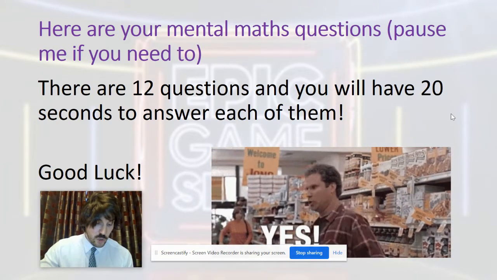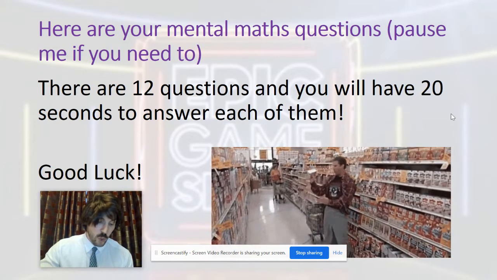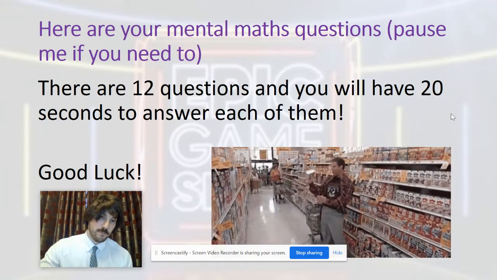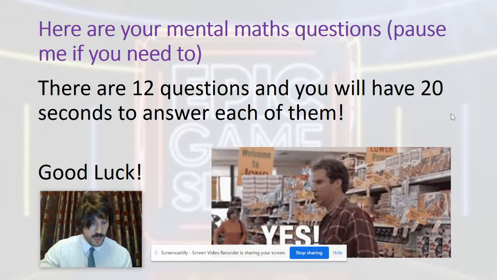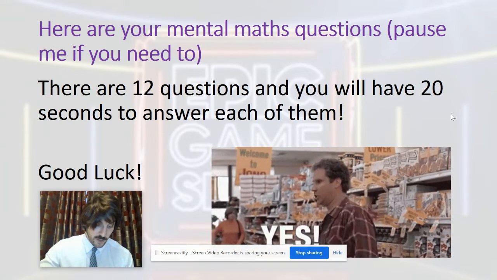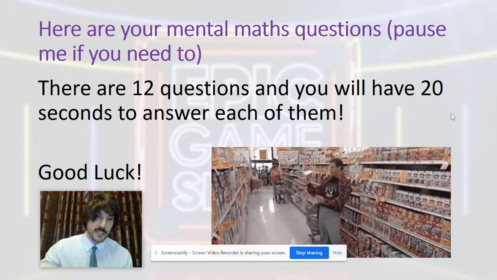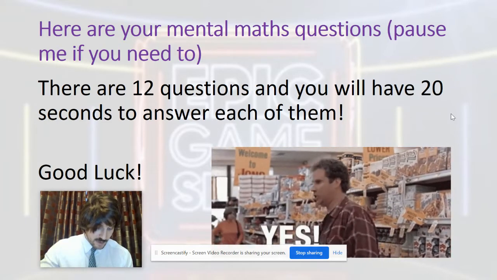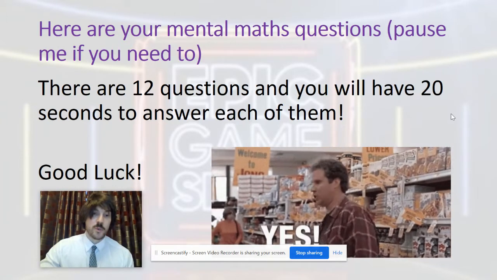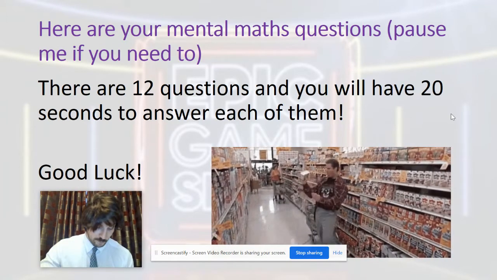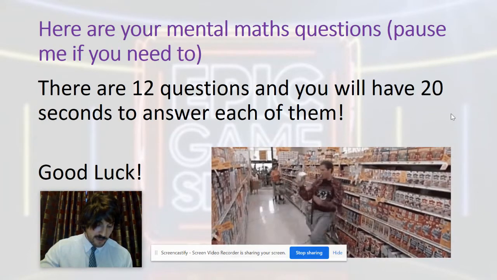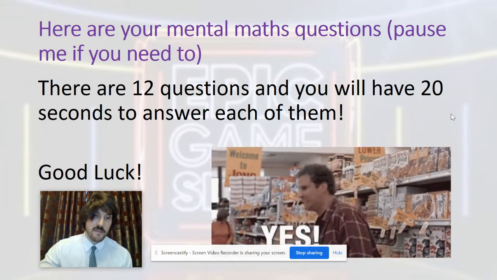Number five, Sue had 8 sweets. She ate 1/4 of them. She ate 2. Good discipline there, Sue. I would have eaten them all. Number six, how many minutes are there in 3 hours? There are 180. Number seven, what is 500 subtract 180? The answer was 320. Number eight, how many faces does a square-based pyramid have? The answer is 5.